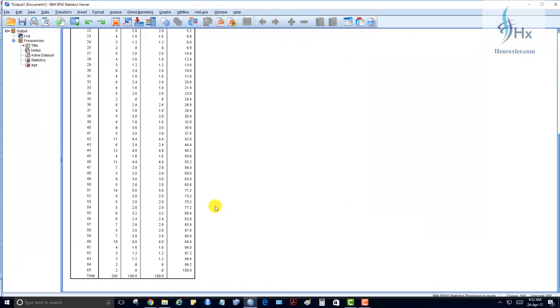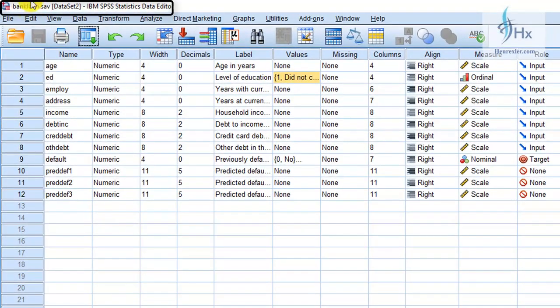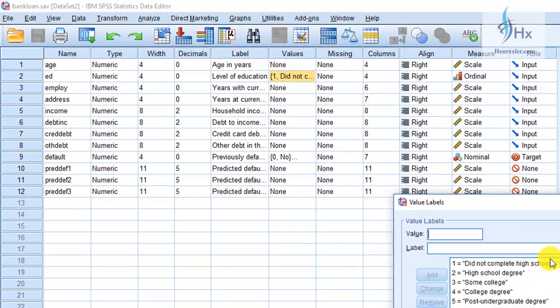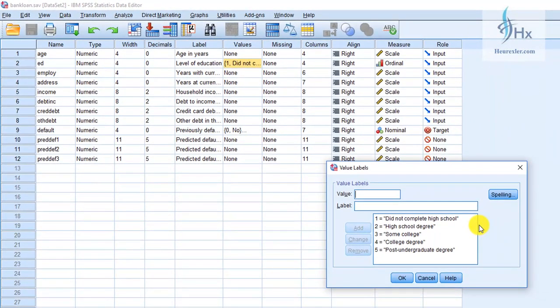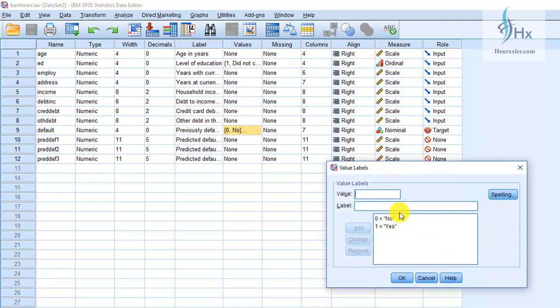Now let's use one categorical variable and see how frequencies can be much more useful in that case. I have another data set open in front of me, and that is our bank loan data set. In this data set we have many categorical variables, in fact 2 categorical variables. One is education of subject, and we have people of 4 education groups, and then we have defaulters versus non-defaulters, this variable default, defined as no and yes.